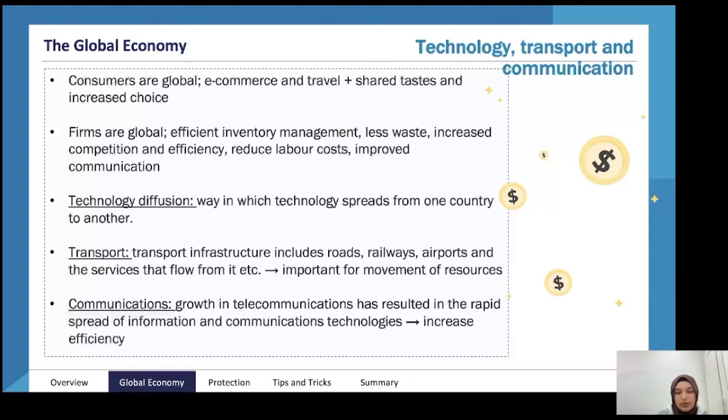So communications, we're looking at growth in telecommunications, which has resulted in the rapid spread of information and communications technologies. So they have significantly increased efficiency as well. It's really important to look at what role communications has played. We can see that with telecommunications growing significantly, that has a role to play in terms of where we are in globalization as well.